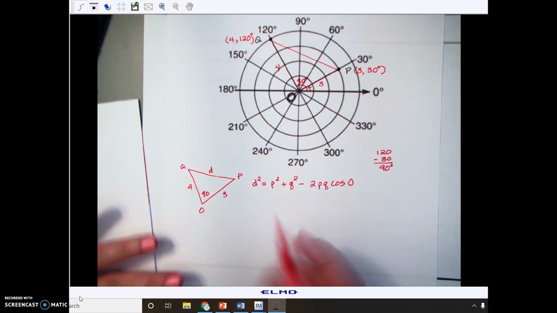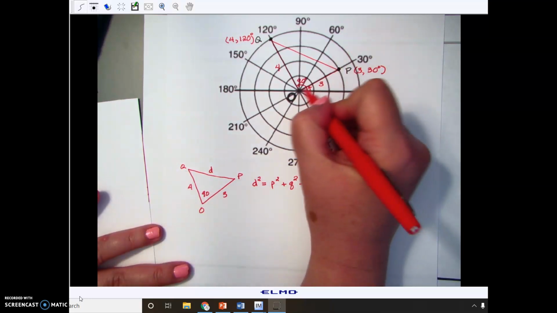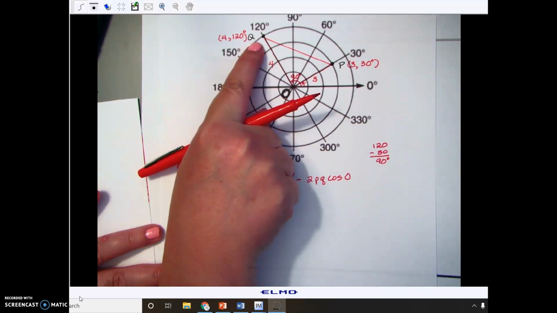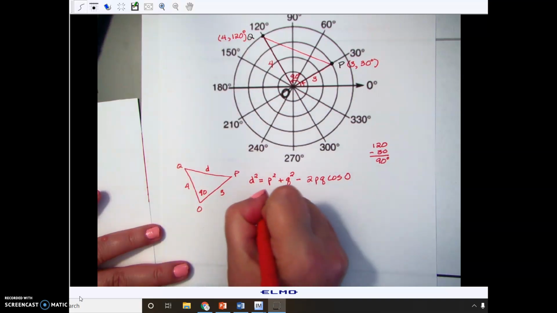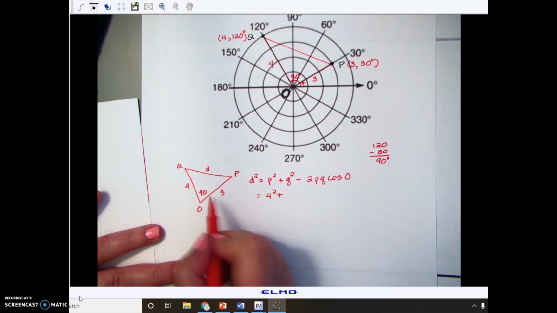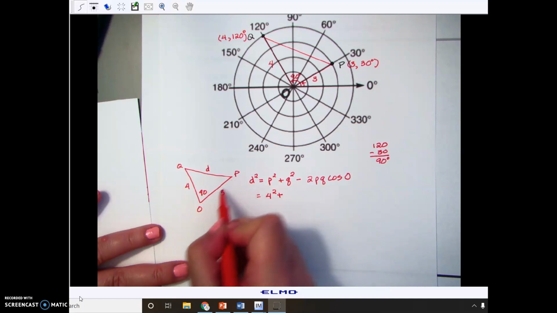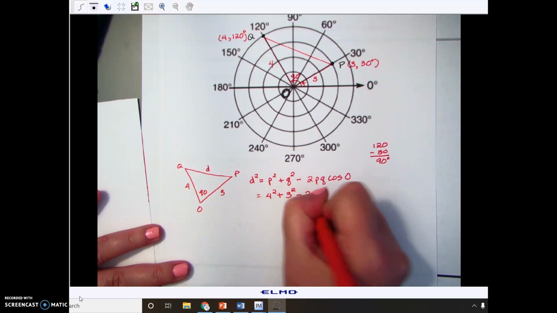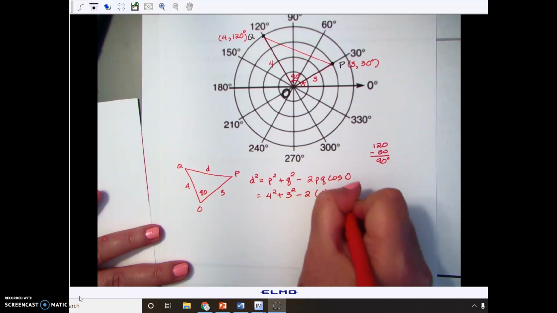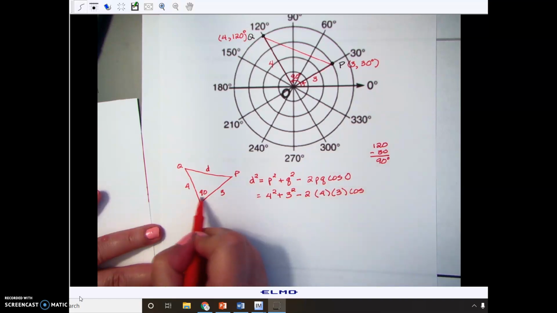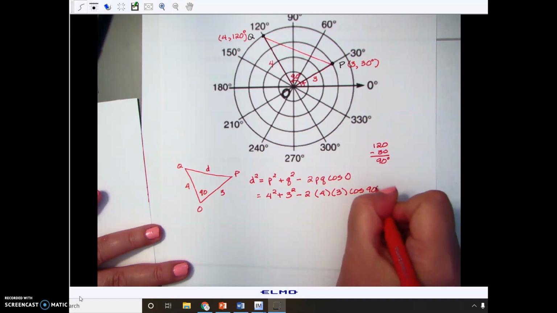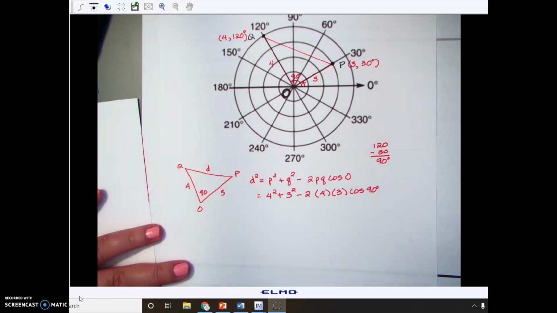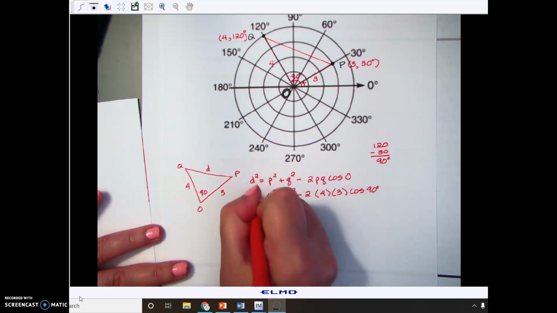Okay, so looking at this, notice that P squared is going to be 4. So that's the distance from the origin to Q, which is this 4 right here. So this is going to be 4 squared plus, and then Q squared is going to be this length right here, because little q goes opposite big Q. So that's going to be 3 squared minus 2 times 4 times 3 times the cosine of this angle measure, and that angle measure was 90 degrees. So notice that angle measure again came from taking the larger theta value minus the smaller theta value. And so this is D squared.